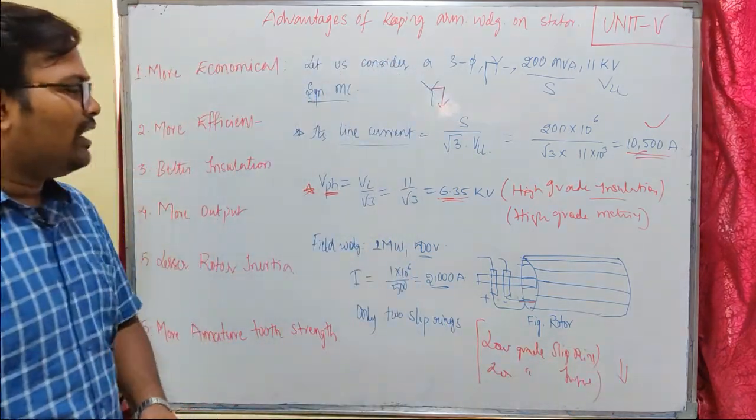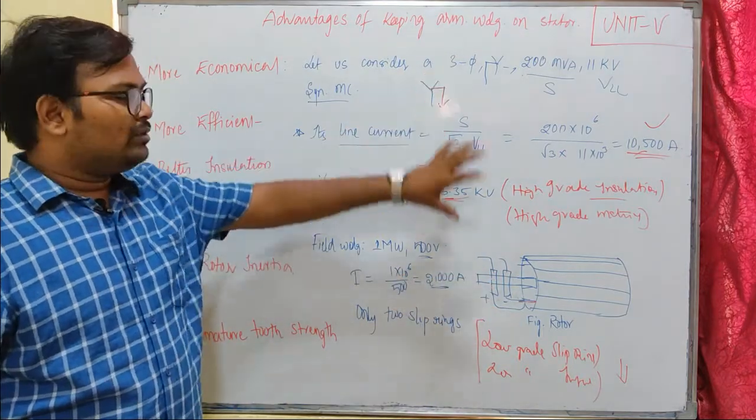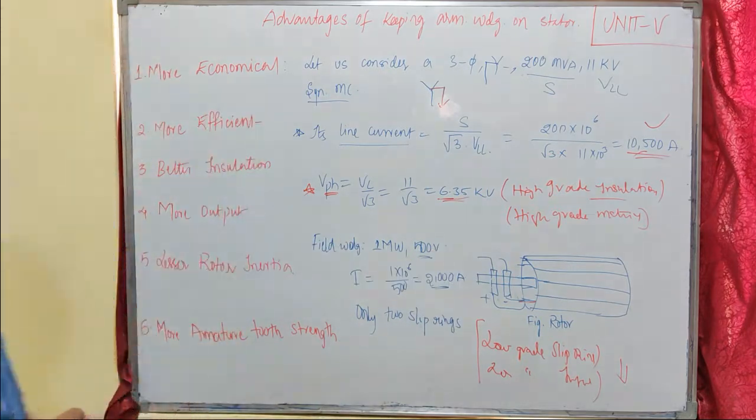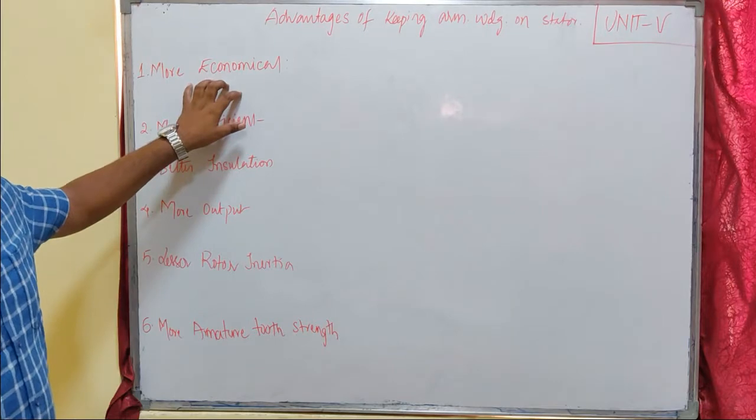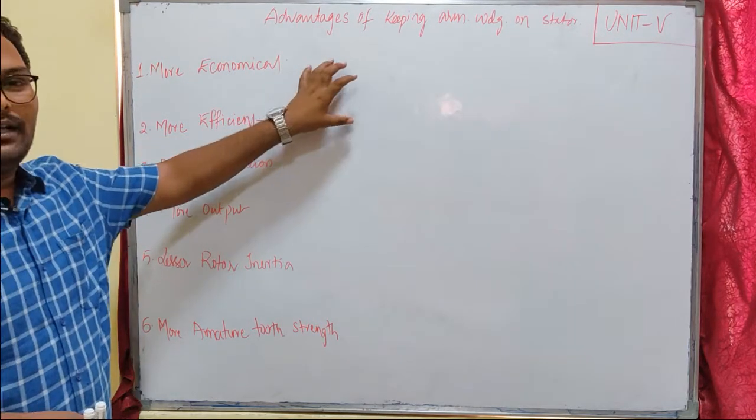Okay, so this is why it is economical to keep field winding on the rotor and armature winding on the stator, so that the overall cost of the machine will reduce. Keeping our armature winding on the stator is more economical compared to keeping our armature winding on the rotor.